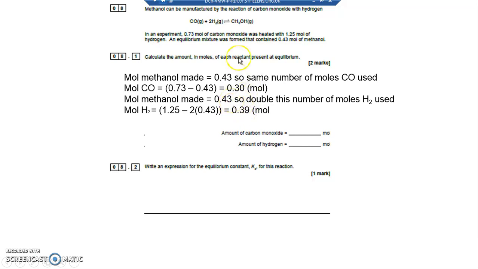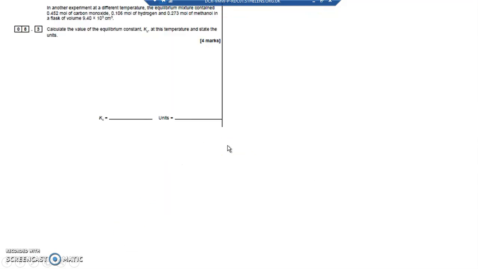Write an expression for the Kc, so that's the concentration of methanol divided by the concentration of carbon monoxide multiplied by the concentration of hydrogen. Concentration of hydrogen needs raising to the power 2, it needs squaring for the equilibrium constant because there's a 2 in front of the hydrogen, so that's your equilibrium constant expression.